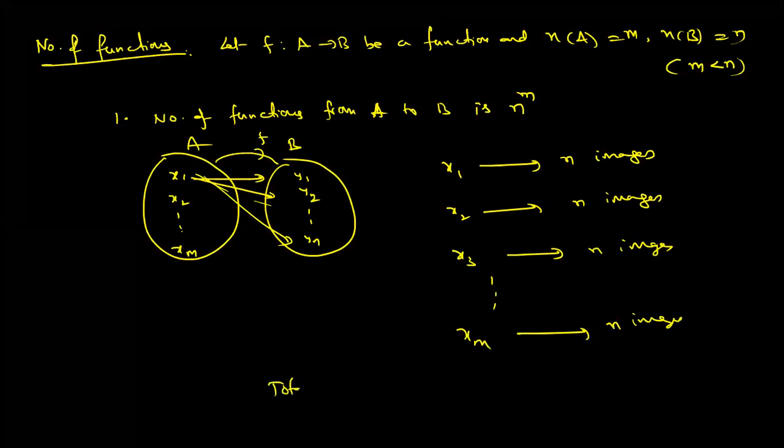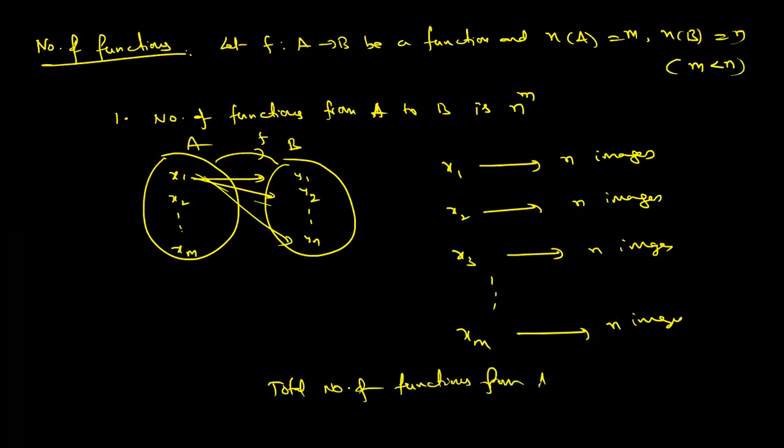Therefore, the total number of functions from A to B is n into n and so on, n, how many times? m times. So what is the formula? n power m. That is the answer.